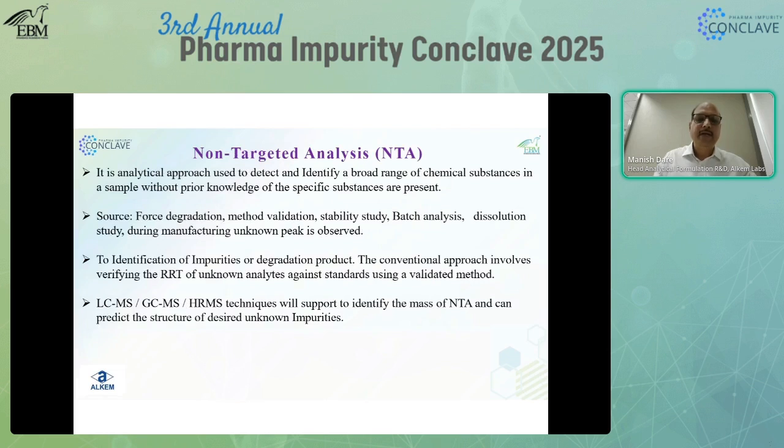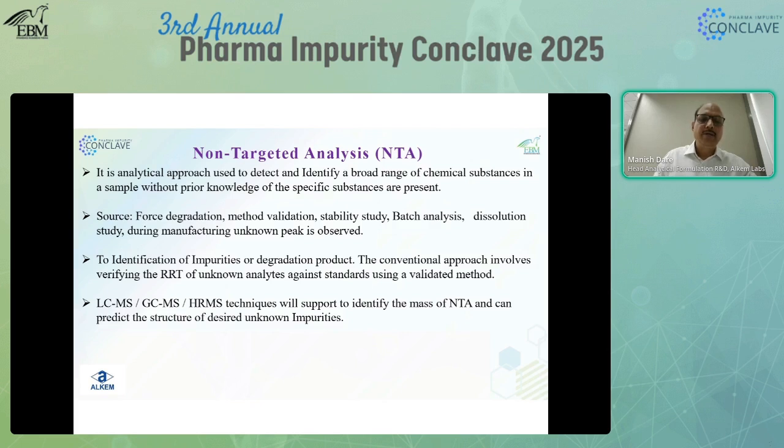The next slide defines what NTA actually is. NTA is an analytical approach used to detect and identify a broad range of chemical substances. These could be organic impurities, inorganic impurities, any kind of impurity, without prior knowledge of the specific substance present in the matrix or product. The sources we have already discussed: forced degradation study, method validation, product development, method development, and stability studies. During the R&D stage, this unknown impurity or NTA may come.